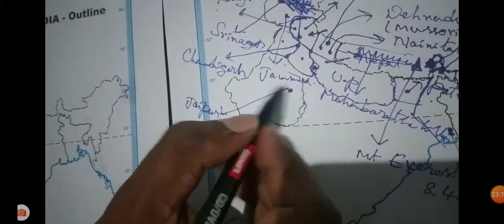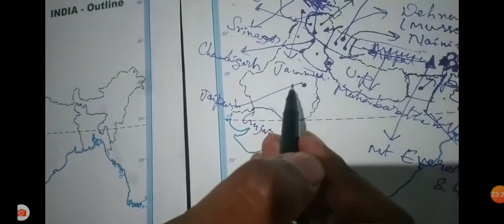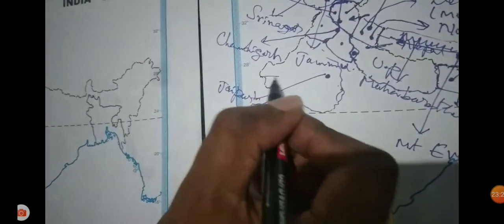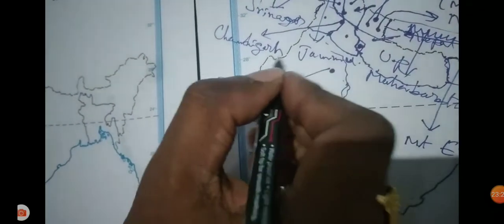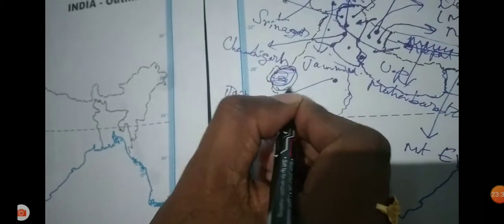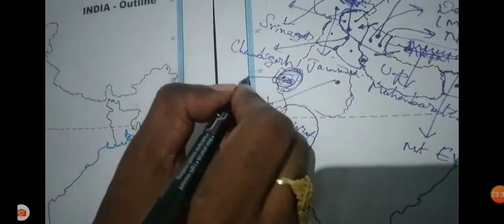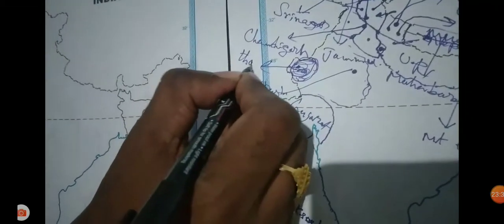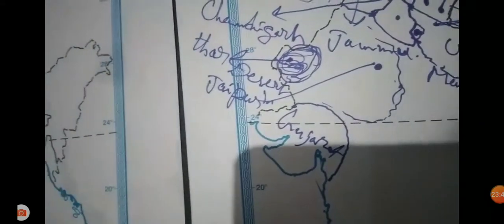How can we identify Jaipur? From New Delhi, go to the south, a little southwest, and down. Jaipur is the capital of Rajasthan. Very important from an exam point of view, the Thar Desert, the Great Indian Desert, is located in western Rajasthan.